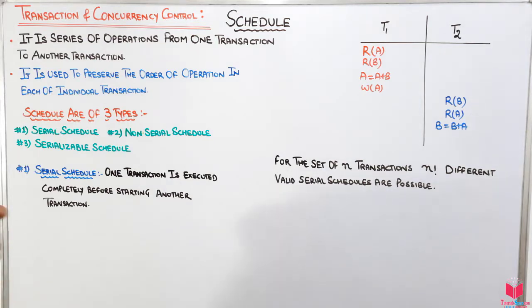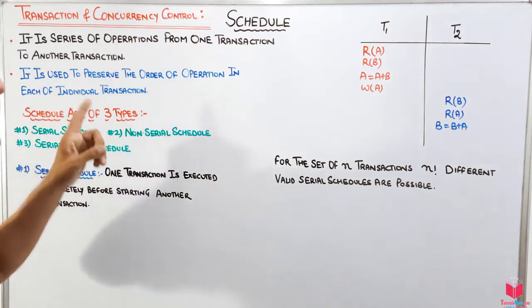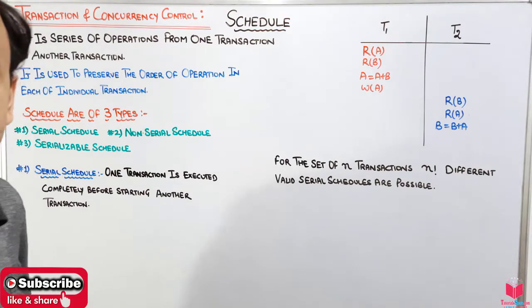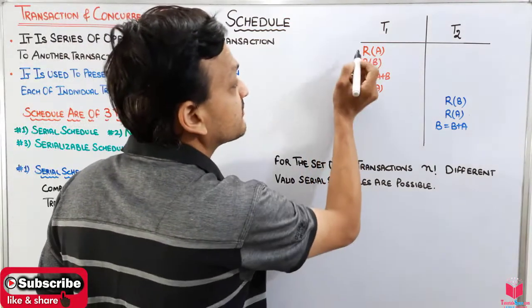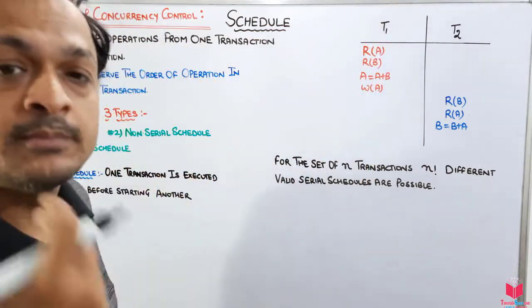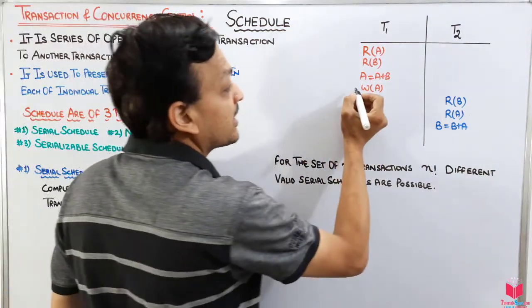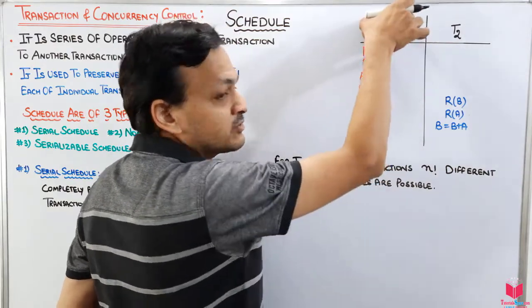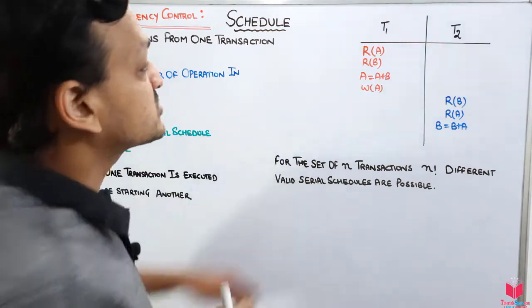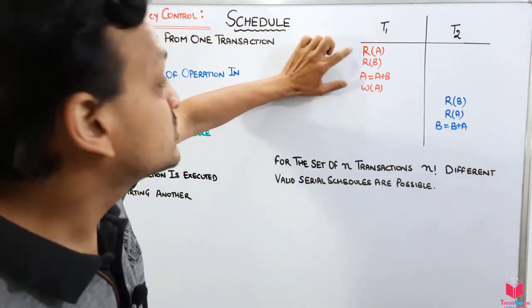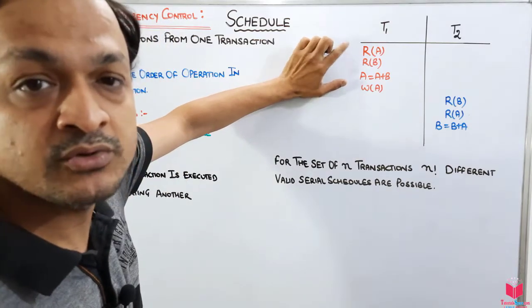Another point is that it is used to preserve the order of operations in each individual transaction. That means we cannot change the order of the instructions. Here these are the instructions: first, second, third, fourth. If I want to execute T1 completely, that does not mean I will run first this or this or this. No, this is the order. If I want to run T1, I have to start from read A, then execute read B. So step by step, in order, I will execute their instructions.